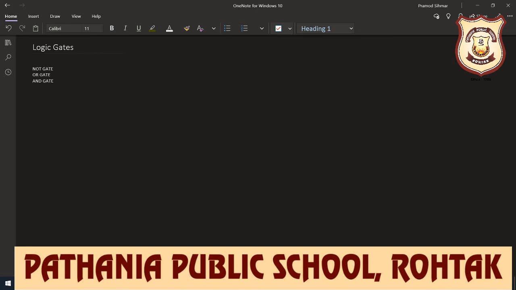In the previous lecture, we learned about logic gates. In logic gates, we have already learned the NOT gate and the OR gate. Today we learn the AND gate.